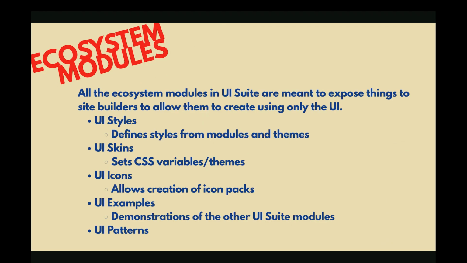So, ecosystem modules for UI Suite. All these modules are meant to expose things to site builders to allow them to create the site using only the UI. UI Styles defines styles from modules and themes. UI Skins lets you set CSS variables and themes that can be used globally. UI Icons allows the creation of icon packs.